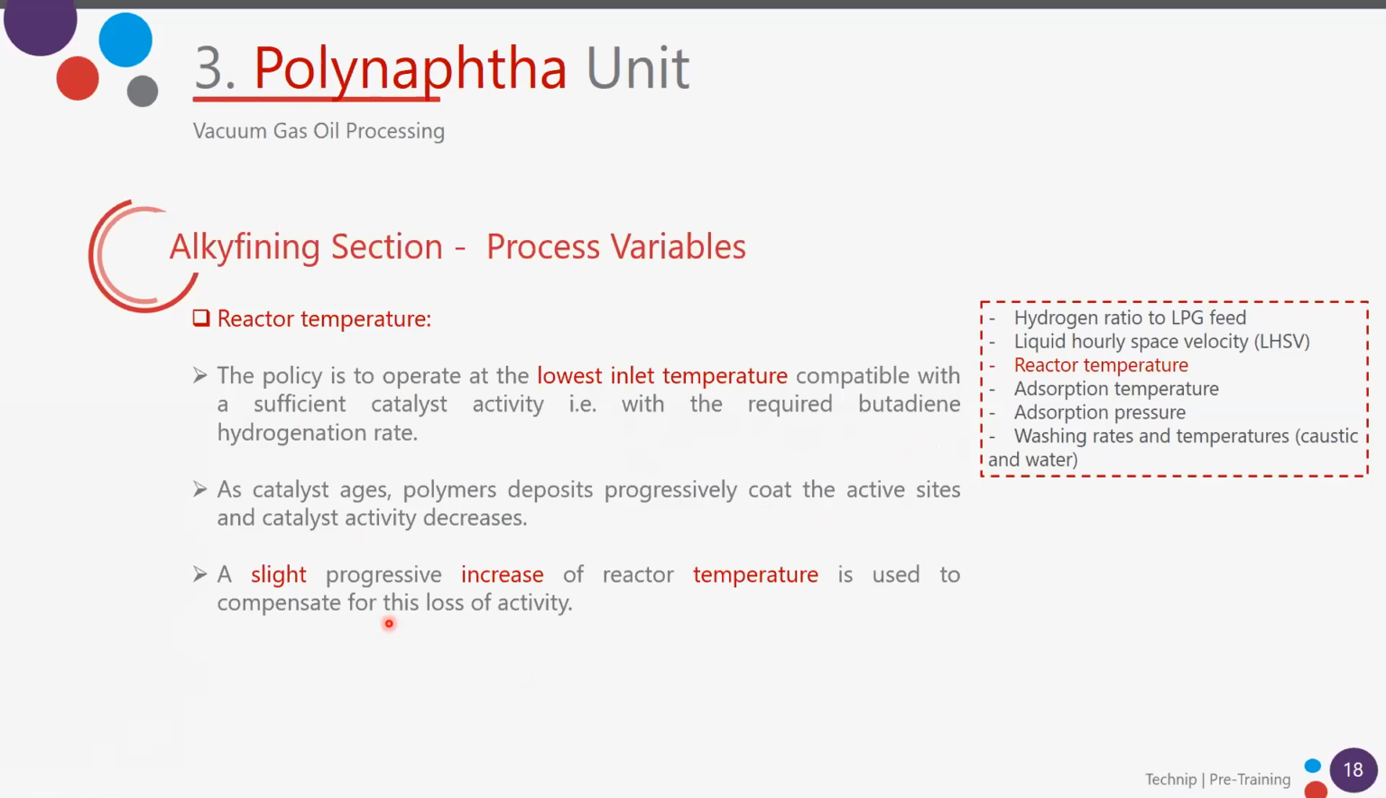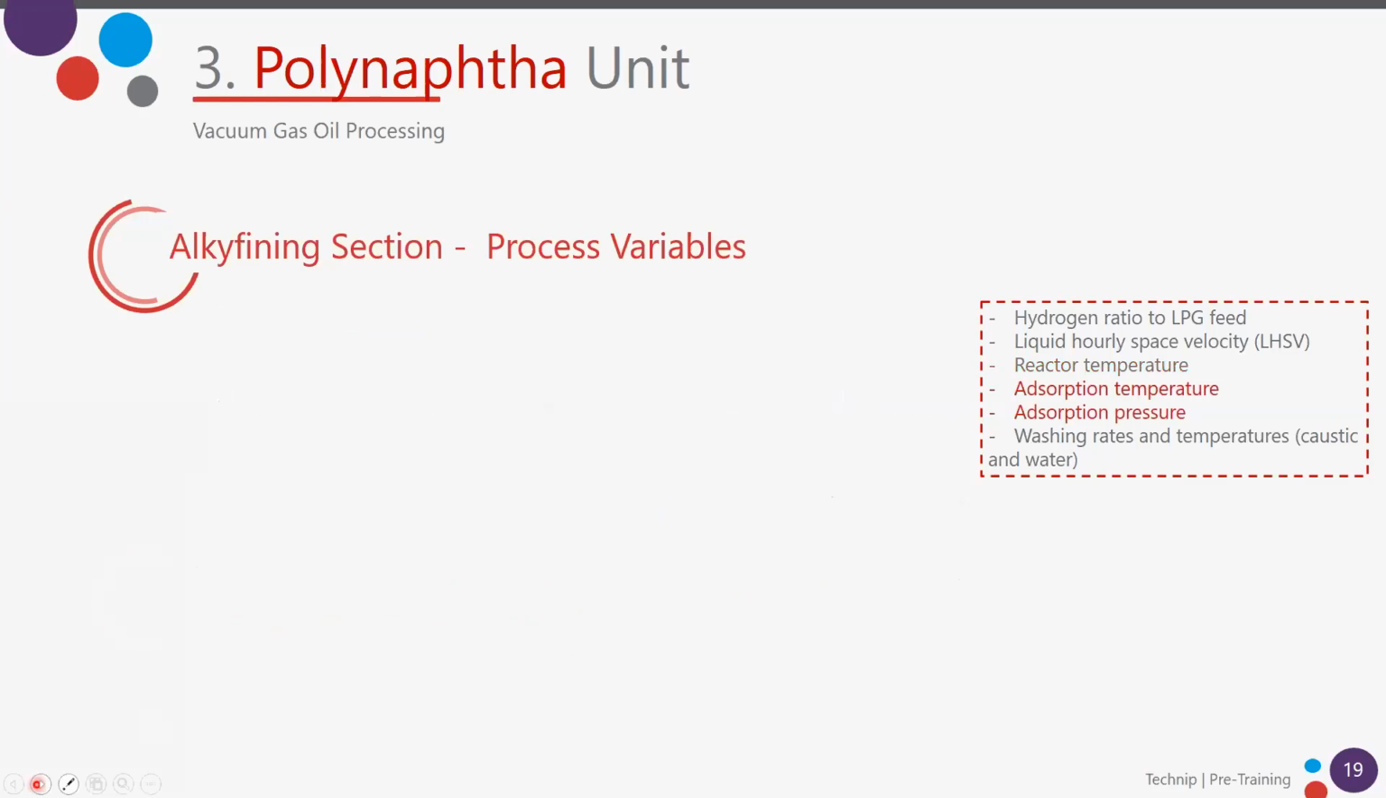So you will see when we see the operating conditions that also in this unit we will talk about start of run conditions when you have your fresh catalyst, and end of run conditions when you have the deactivation of the catalyst. And you will have to increase the temperature to compensate for this loss of activity in the catalyst. The temperature, the absorption temperature, remember we have absorbers in the unit.